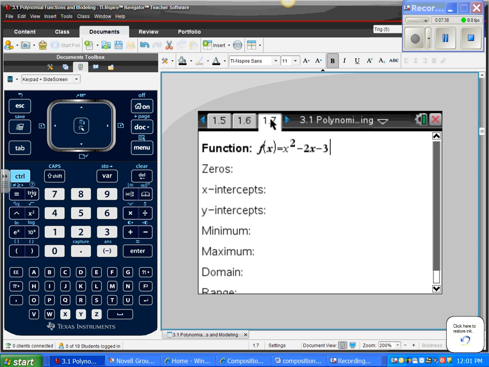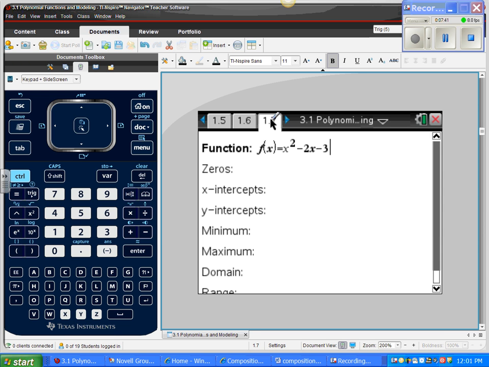Okay. So again, my zeros were -1 and 3. My intercepts were (-1, 0) and (3, 0). My y-intercept was (0, -3). My minimum was (1, -4). My maximum, I didn't have one. My domain was all real numbers from -infinity to infinity. And my range was -4 to infinity.